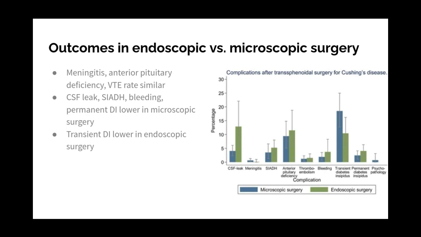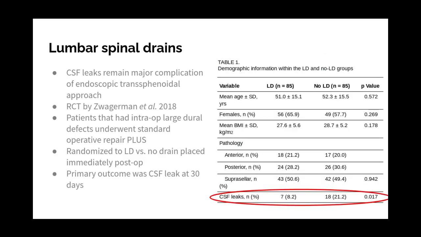Because one of the things that's been proposed to help reduce the risk of CSF leak is the use of lumbar spinal drains. And as mentioned, CSF leaks remain a major complication in endoscopic procedures. So a recent RCT in 2018 looked at patients that underwent transsphenoidal surgery and those that had large intraoperative dural defects. When the patients had these surgeries and intraoperatively the surgeons noticed that they had to really manipulate the dura and had large dural defects that would require repair, they went ahead and repaired them surgically with the traditional techniques such as bone grafts that they would use.